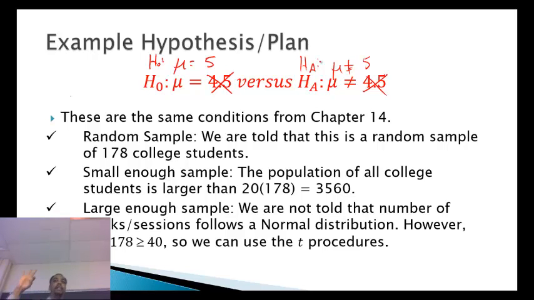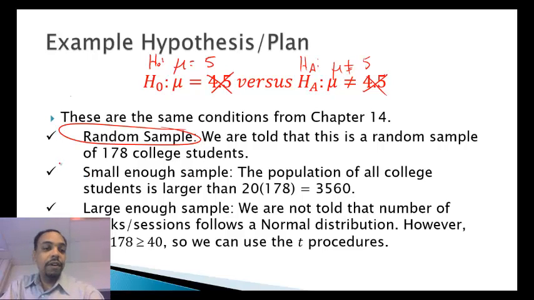And you have 3 conditions that you want to check first of all. First thing you want to check is, do you have a random sample? I think somewhere in the problem, and you guys have it in front of you, you see the words random sample kind of right next to each other. Random sample of 178 college students. Do we have a small enough sample, or conversely, do we have a large enough population?